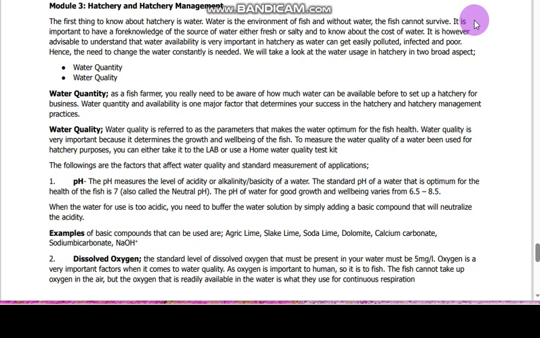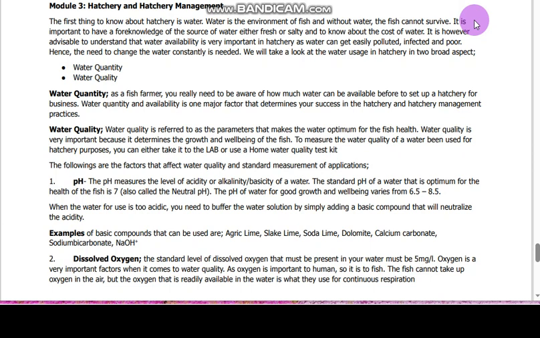It is important to have a full knowledge of the source of water, either fresh or salty, and to know about the costs of water. It is, however, advisable to understand that water availability is very important in hatchery, as water can get easily polluted, infected, and poor. Hence, the need to change water constantly.